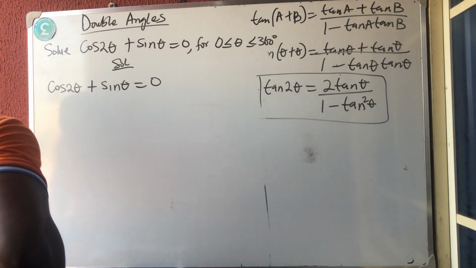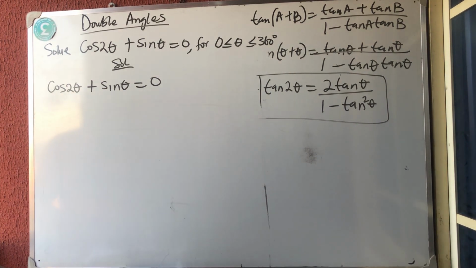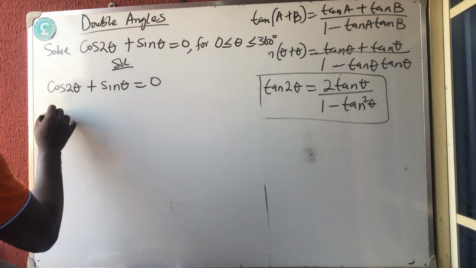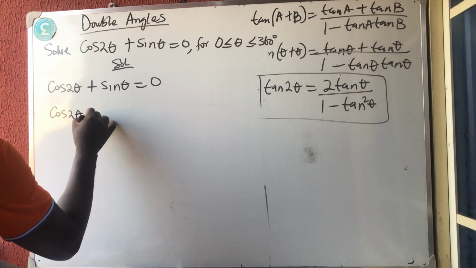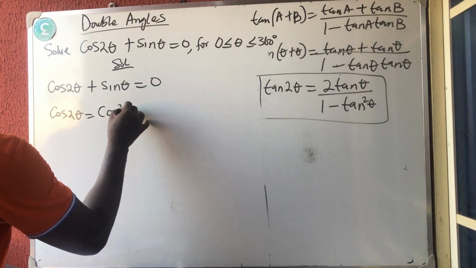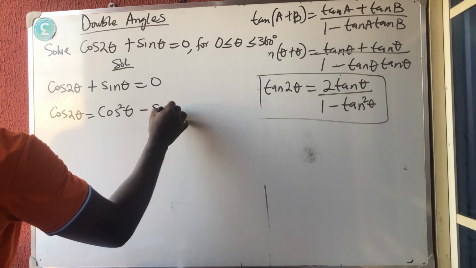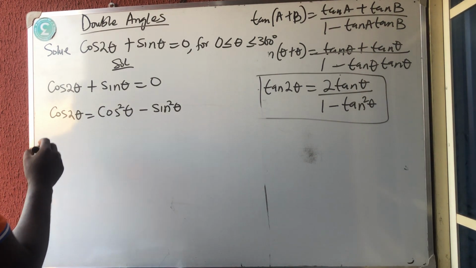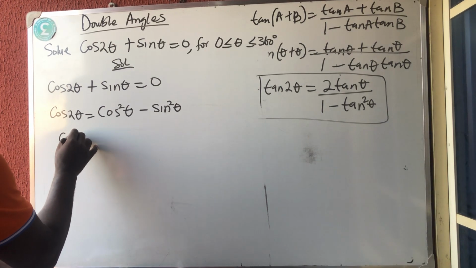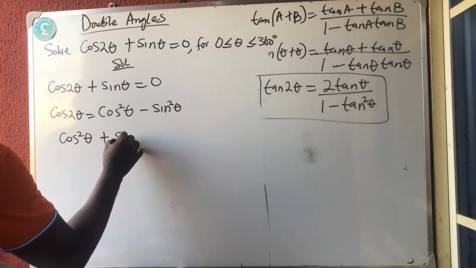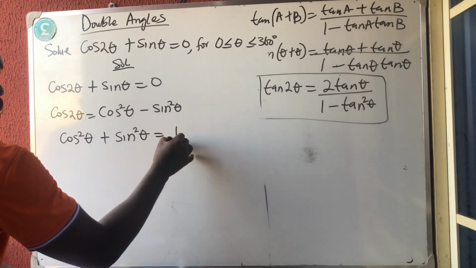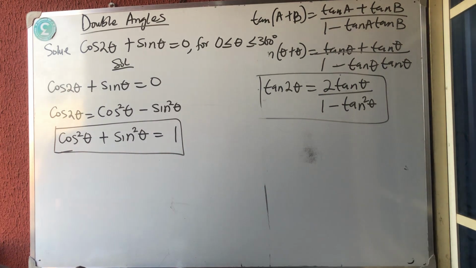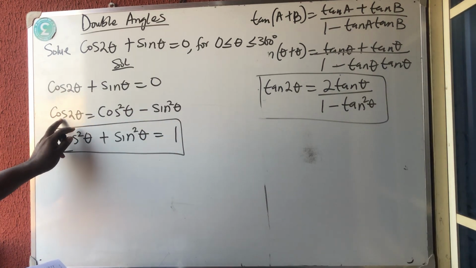Now, we know the meaning of cos 2 theta. Cos 2 theta is equal to cos square theta minus sine square theta. But there's a very important trigonometric identity you need to know, that cos square theta plus sine square theta is equal to 1. You need to know this, please. This one is very important. But if it is minus, it will not be cos 2 theta.